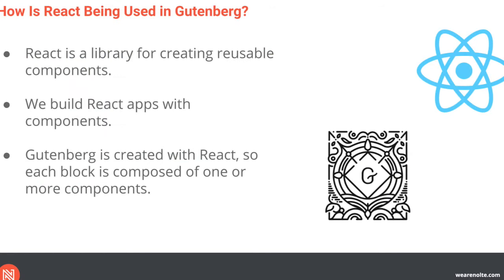So how is React being used in Gutenberg? React is a library for creating reusable components. Components are the atomic unit of React, and we build React apps with components. Gutenberg is created with React, so each block is composed of one or more components.